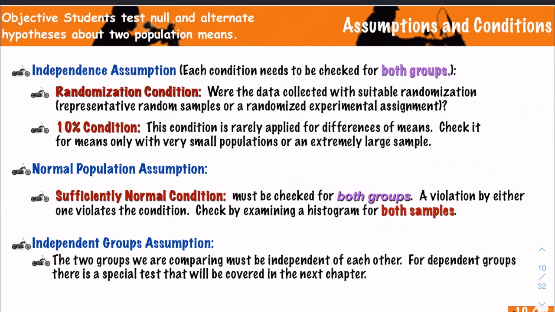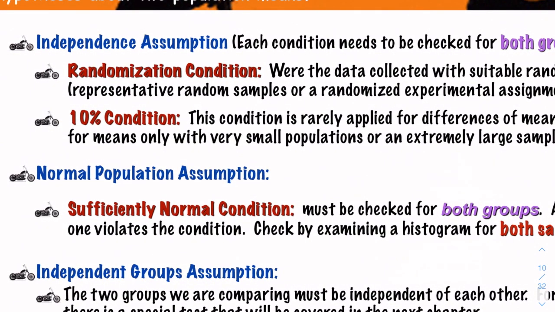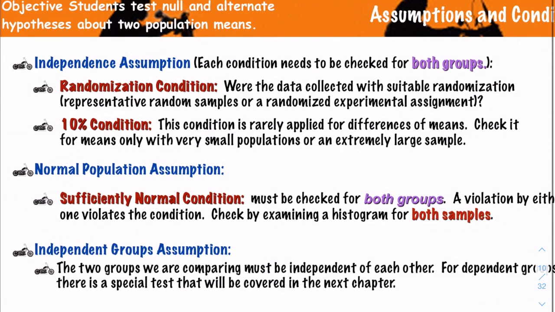So what are the assumptions and conditions that we have to check now that we are comparing 2 groups? Well, again, we're going to check each of these for both groups. And here's our standard run of the list. So do we have the independence condition? Is there randomness condition? Were the data collected with suitable randomization? Was it a representative random sample or randomized experimental assignment? Do we meet the 10% condition?